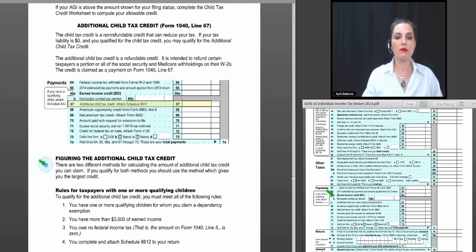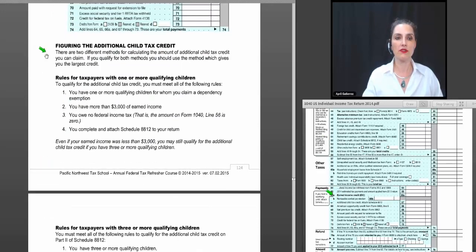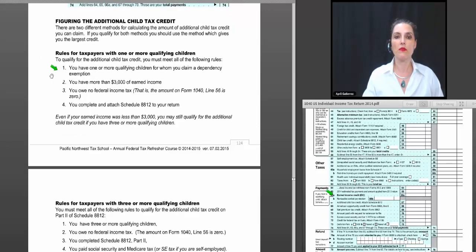And how do you go about figuring the amount of your additional child tax credit? Well, there are two different methods for calculating the amount of additional child tax credit that you are allowed to claim. If you qualify for both methods, you should choose the method which gives you the largest credit. There are rules for claiming the credit with one or more qualifying children, and to qualify for the additional child tax credit, you must meet all of the following rules.